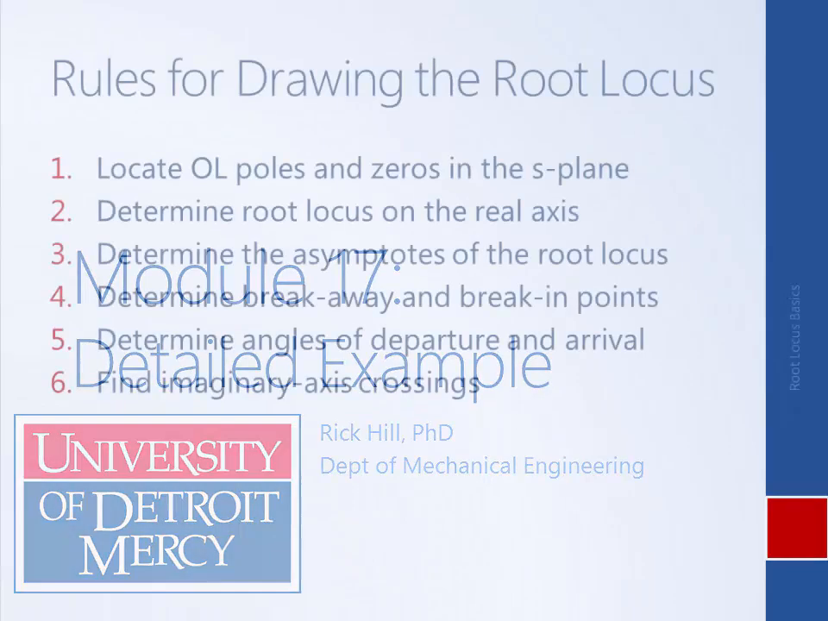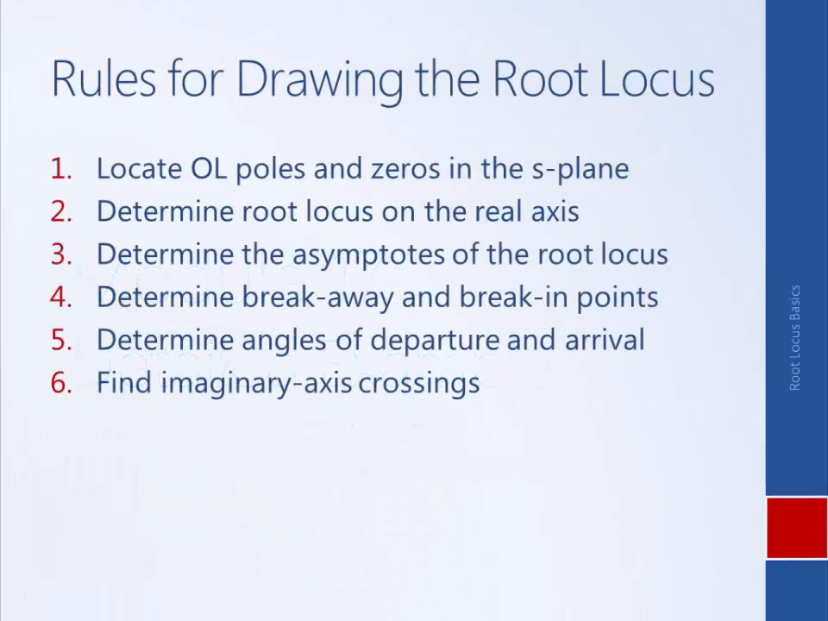So in general, the rules for drawing the root locus, which derive from that angle condition and that magnitude condition, are the following. First, we locate open loop poles and zeros in the S-plane because they define where our locus starts and ends. We then determine the root locus on the real axis. We then determine the asymptotes of the root locus, that is, those zeros at infinity.